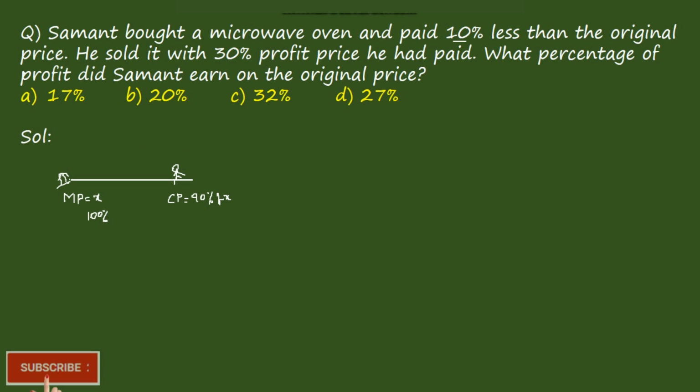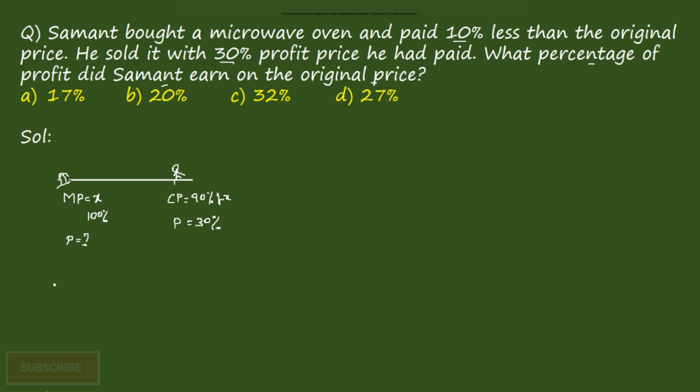Again, he sold it at a 30% profit on the price he paid. So it is given that the profit is equal to 30 percent. They are asking what percentage of profit Samant earned on the original price. The cost price is 90% of x, but instead we take what he would have paid, x. Then what would be the profit? We have to find it out.